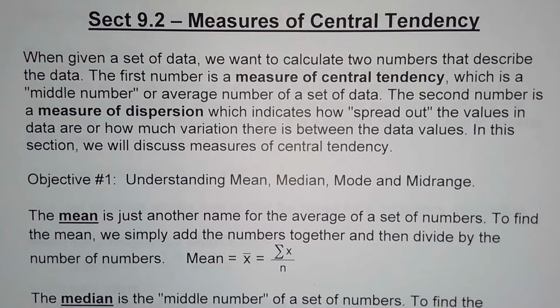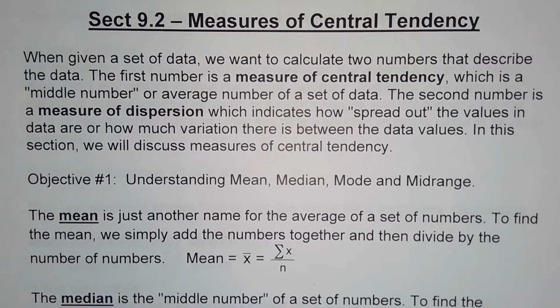So in this section, we're going to be talking about measures of central tendency. When we're given a set of data, we want to calculate two numbers that describe the data. The first number is called a measure of central tendency, which is like the middle number or the average number of a set of numbers. The second number is a measure of dispersion, which indicates how spread out the data values are, or basically how much variation there is between the data values. Now in this first section, we're just going to talk about the measure of central tendency.